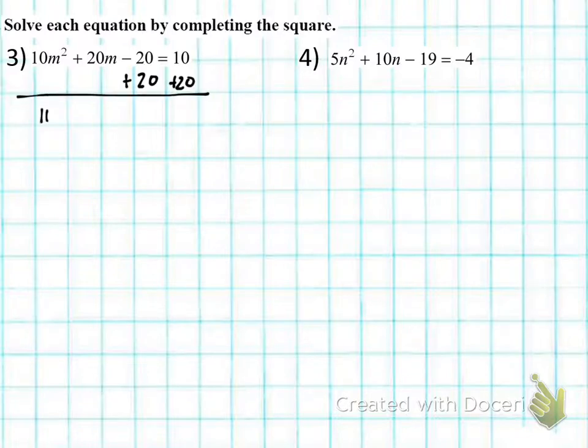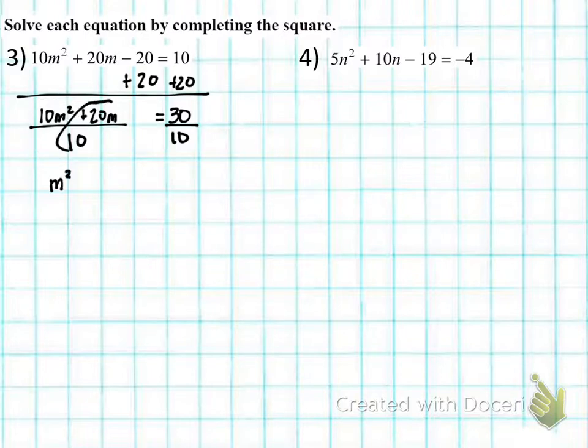So we got 10m squared plus 20m is equal to 30. Good. Now, new step 2. What's a equal to, everyone? 10. Is a equal to 1? Yes or no? No. So we have to divide everything by 10. Good. So we're going to divide all my terms on the left side by 10 and the right side by 10. Okay, what's 10 divided by 10? 1. So we're just going to leave just m squared here.